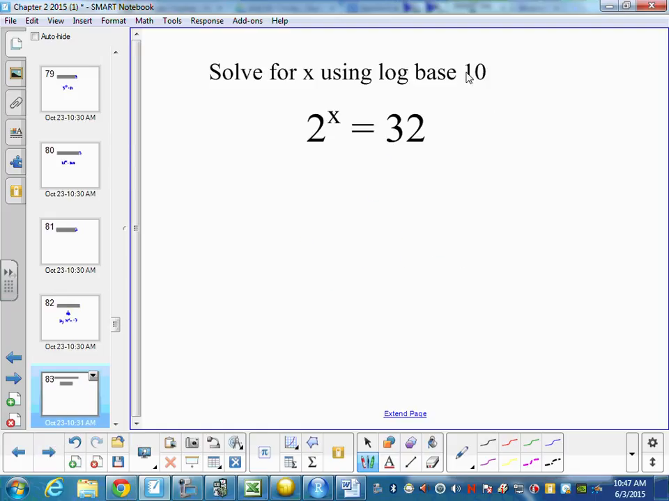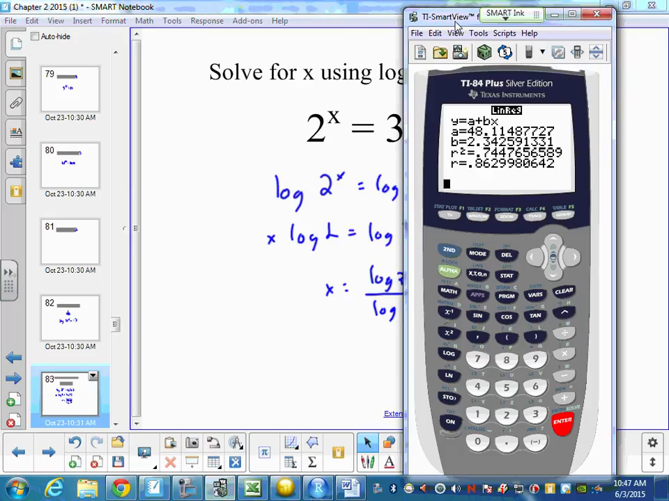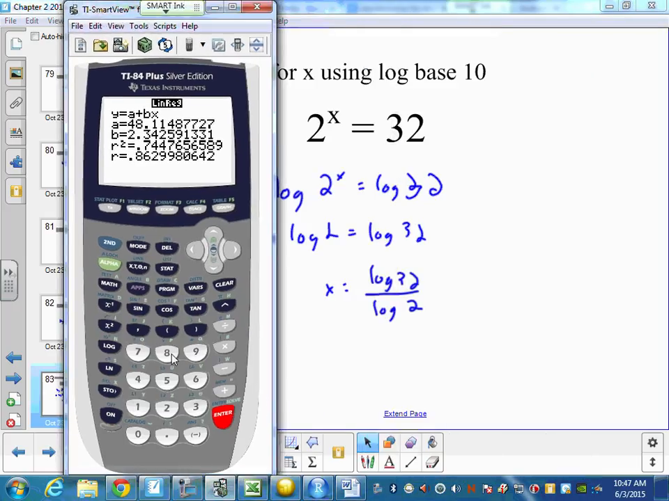Now if I want to solve this using log base 10, we could do it log base 2, but let's do log base 10. If I take log of both sides, the x comes out in front. And so when I divide by the log of 2, I just take the log of 32 divided by the log of 2. And with my calculator, I can take the log of 32 divided by the log of 2. And our answer is 5.